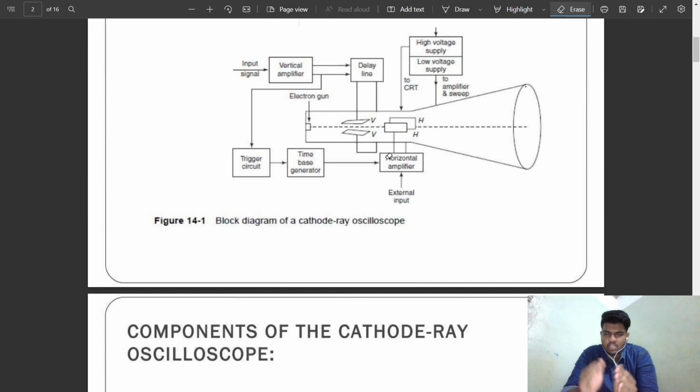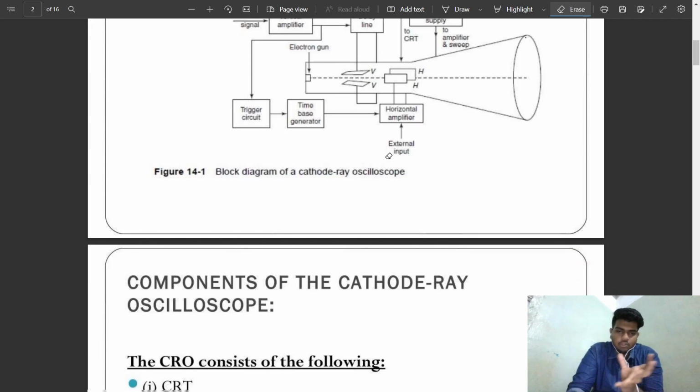But the low signal isn't enough for the coil to get heated to excite the cathode electrons. That's why we use a higher voltage for the electron gun, which is a part of the cathode ray tube, which means that a high voltage supply is given to the CRT and a low voltage to other parts. Okay, this is the working of the cathode ray oscilloscope, or the components of it.